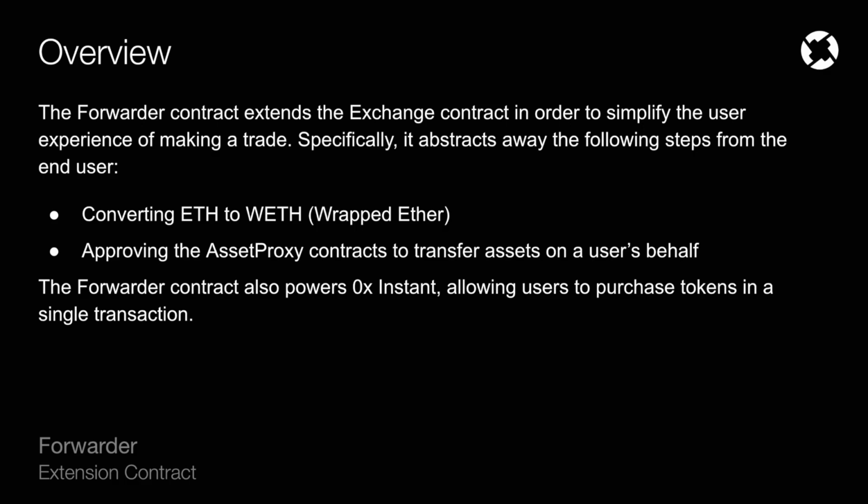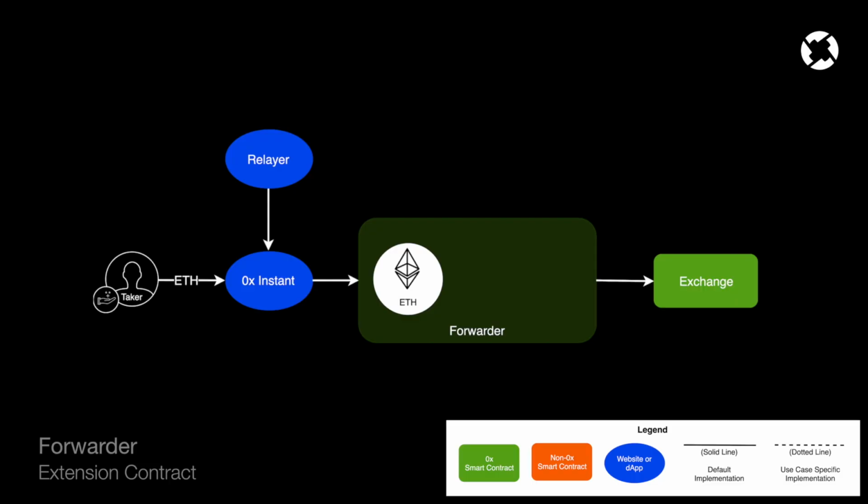0x Instant is an embeddable widget that can be added to a website with just a few lines of code. It is a front end for the forwarder contract and allows you to very easily buy tokens from relayers that it is connected to in a single transaction.